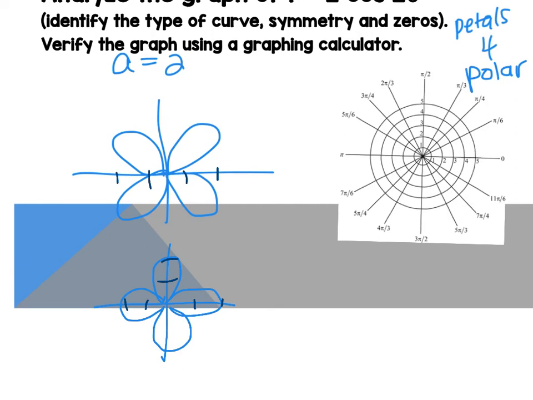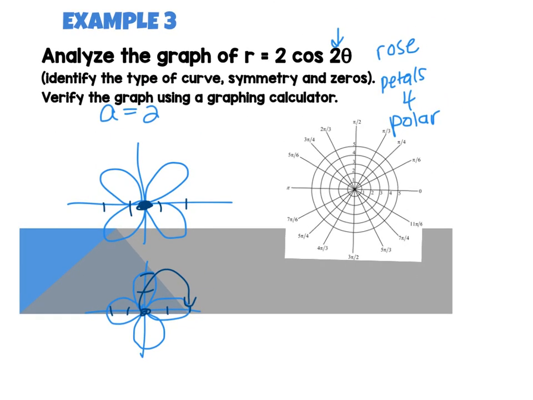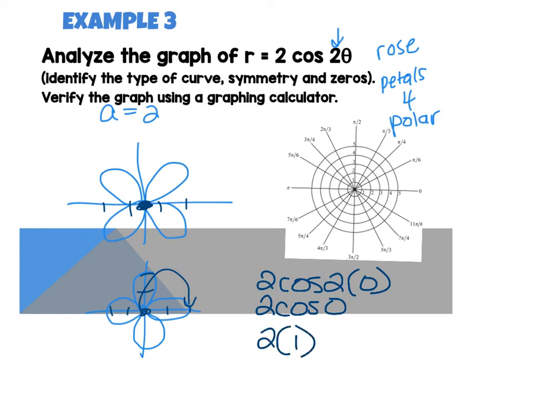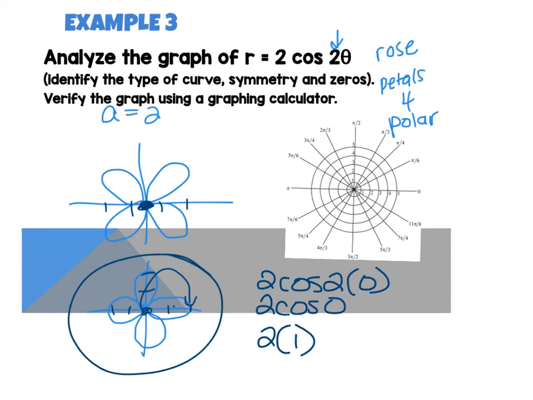So by plugging in one single point, I should be able to figure out which one it is, right? If I plug in 0 and it stays at 0, I know it's that top one. If I plug in 0 and it says to go to 2, I know it's the bottom one. So plug in 0. 2 cosine 2 times 0 is 2 cosine of 0. What's cosine at 0? 1. 2 times 1 tells me it's this graph.